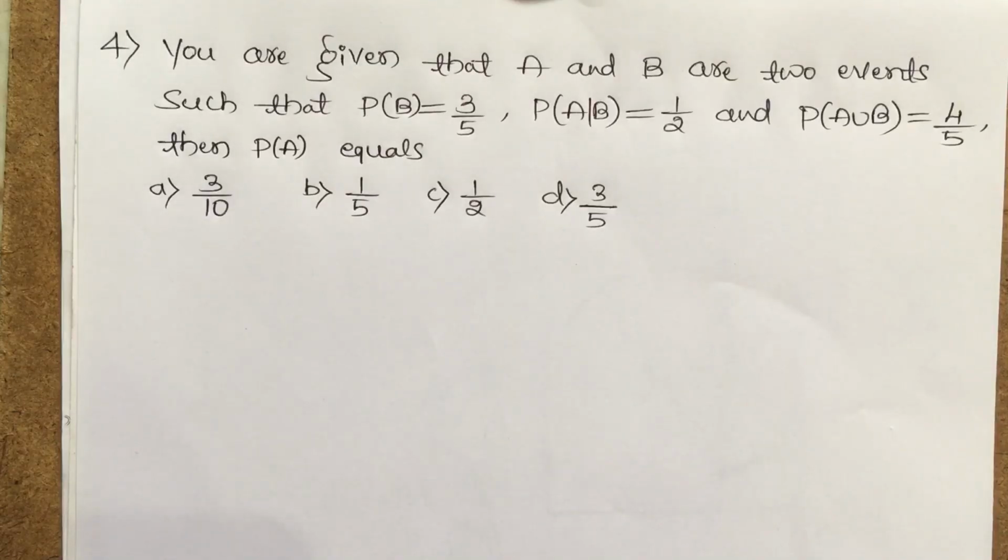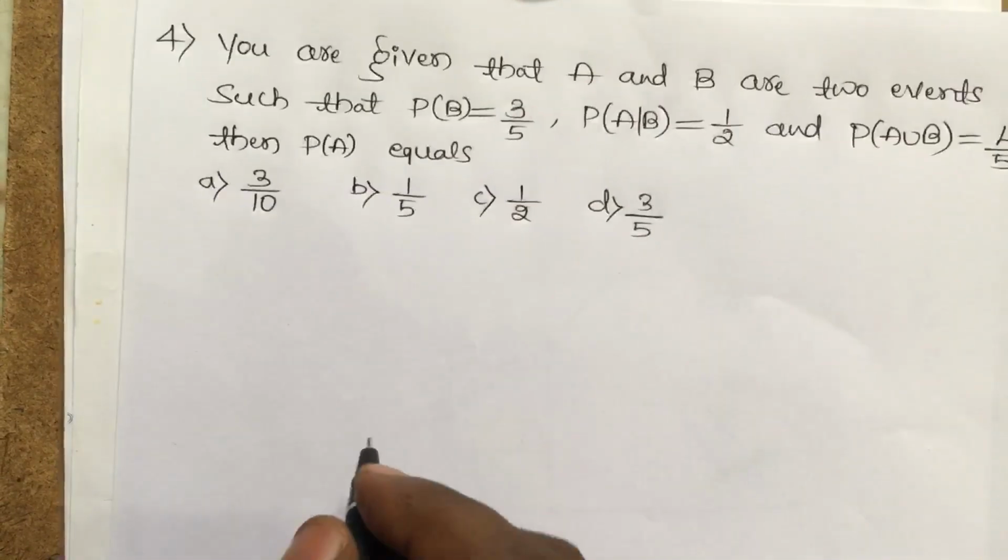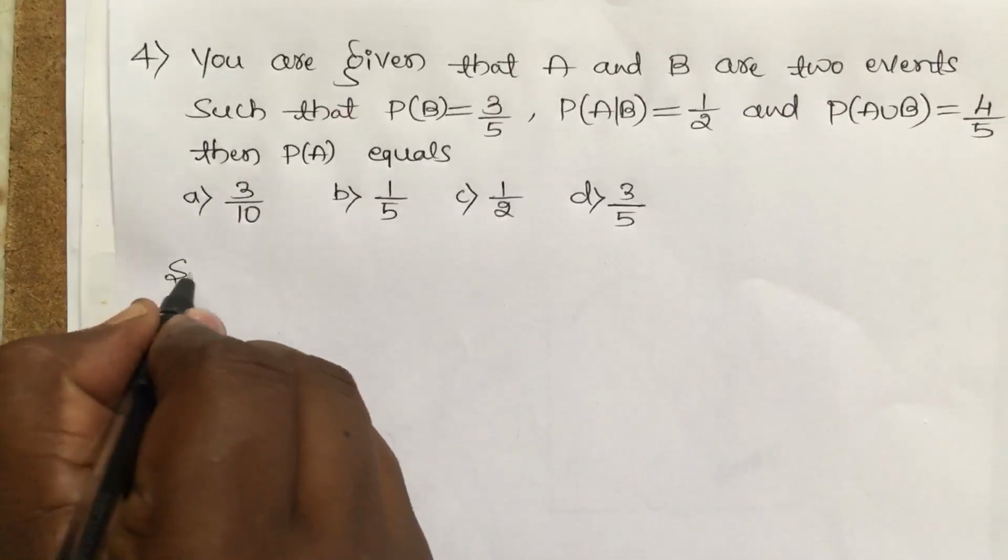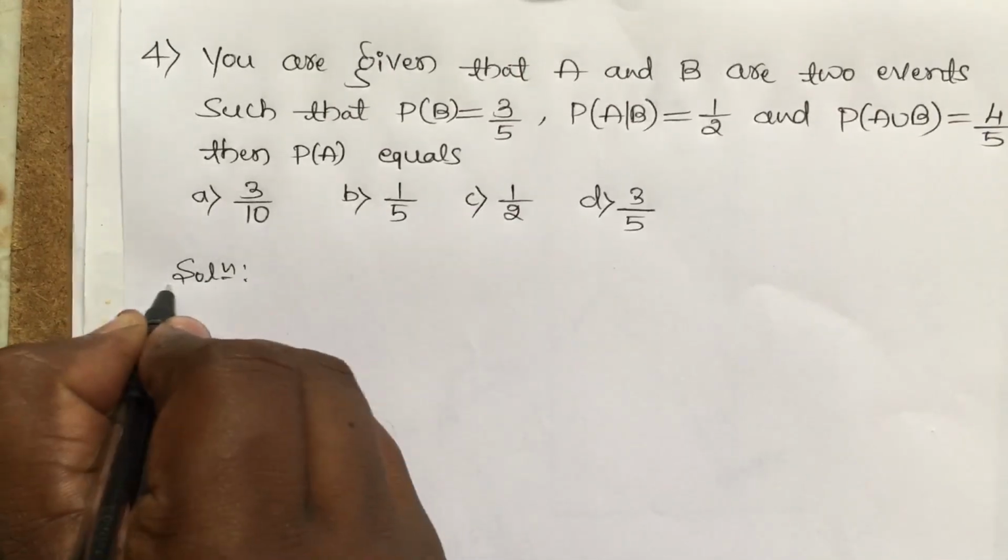The next question: you are given that A and B are two events such that P of B equals 3 by 5, P of A by B equals 1 by 2, and P of A union B equals 4 by 5. Then P of A equals, the four options are 3 by 10, 1 by 5, 1 by 2, 3 by 5. So in order to get the value of P of A, first we will calculate P of A intersection B.